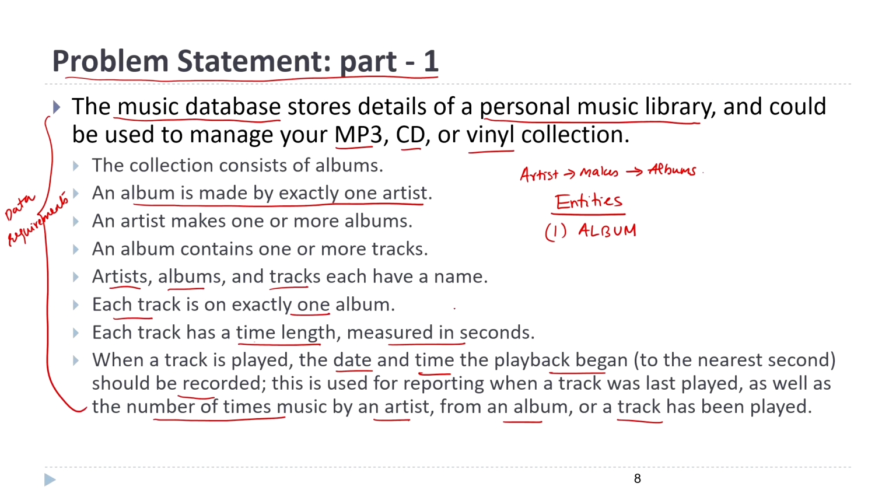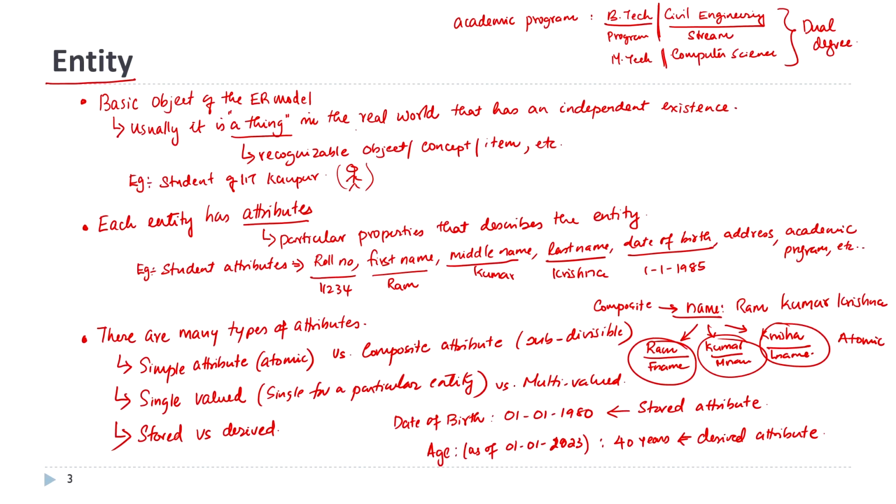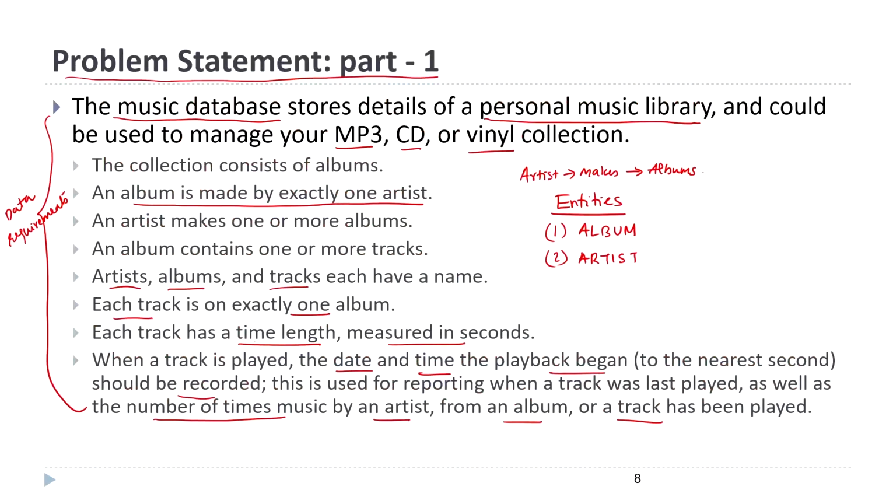An album is made by exactly one artist, an artist can make more than one album. So, there is another entity. Album is a physical entity that is in a CD disc or MP3 or vinyl collection, whatever it is. An artist, an individual, a human being, he or she is also an entity. Remember I told earlier also what an entity is. It is a thing in the real world that has an independent existence. So, album is a thing, artist is a thing, a human being that has an independent existence.